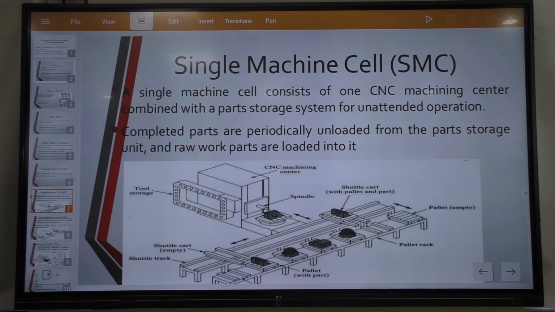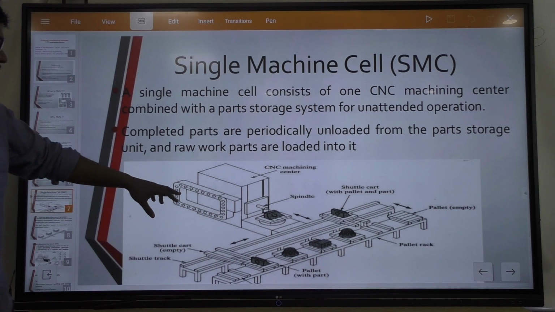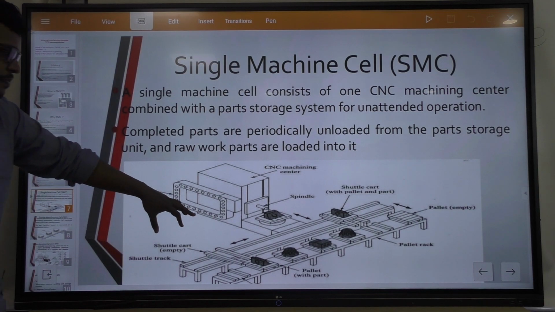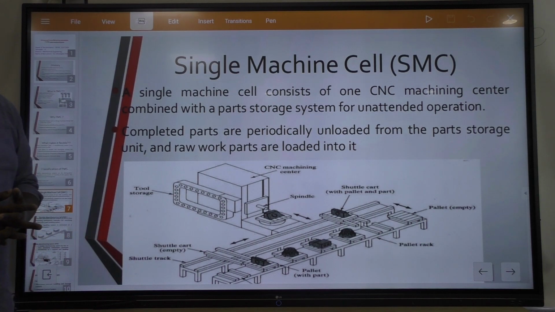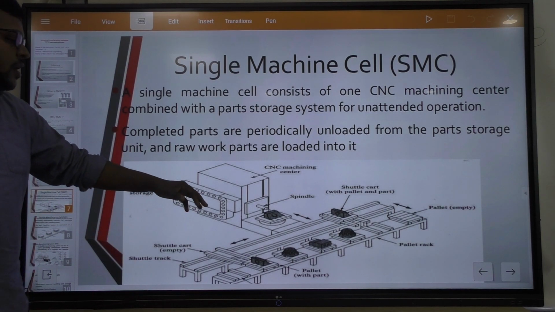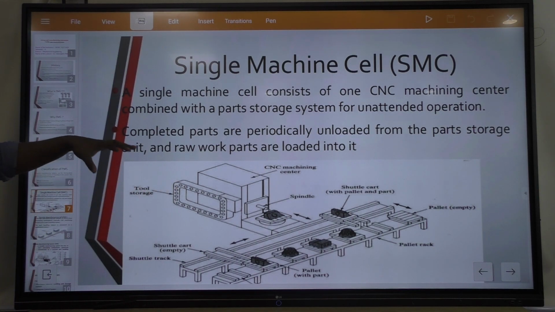Single machine cells consist of one CNC machining center combined with a part storage system, for unattended operation. Now in this diagram you can clearly see that there are various tool storages available, and various types of workpieces are available in this pallet. So as per your requirement, whatever you require at the machining operation time, you can directly send that job to the machine, and according to that requirement, the tool storage will be available on the machine. So this will be done with the help of this single machine cell.